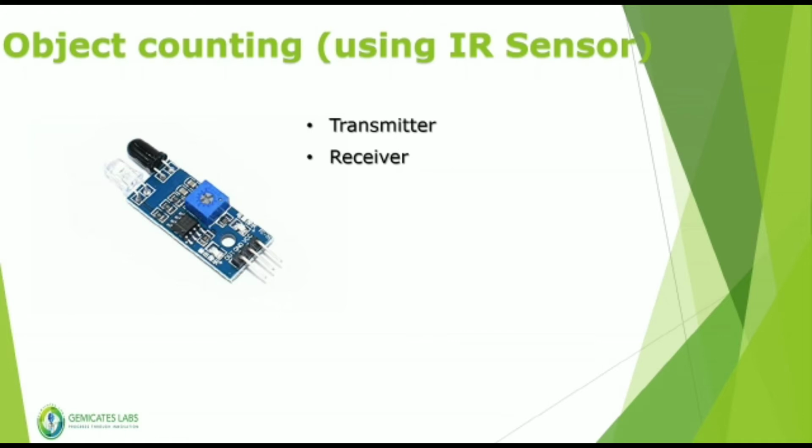If there is no object in the surrounding of IR transmitter, the IR signal won't reflect back to IR receiver. So it results that there is no object.